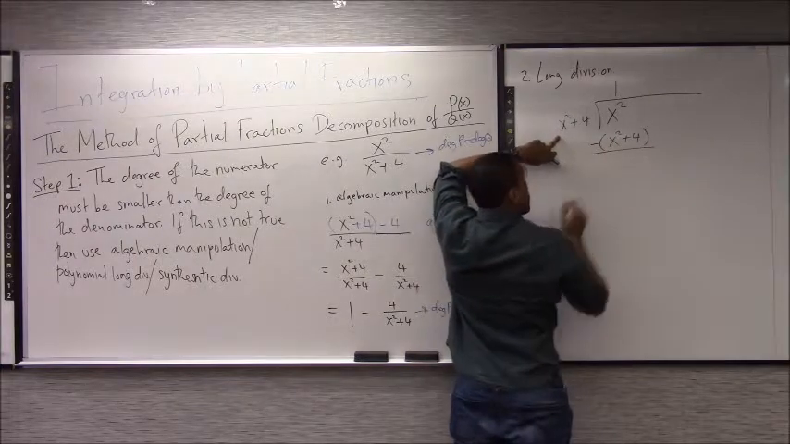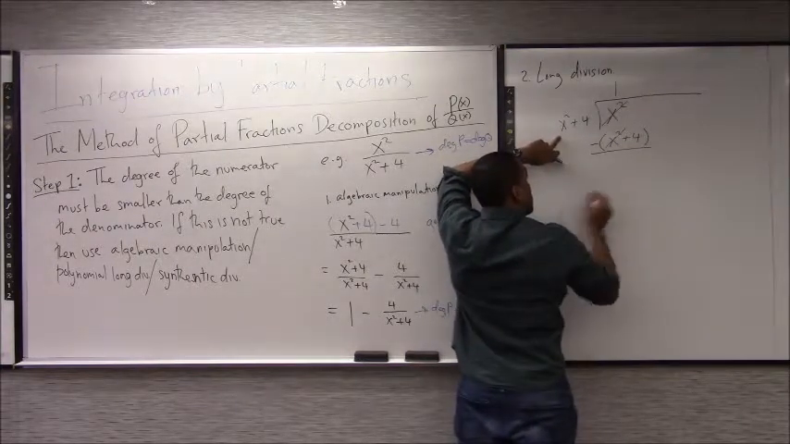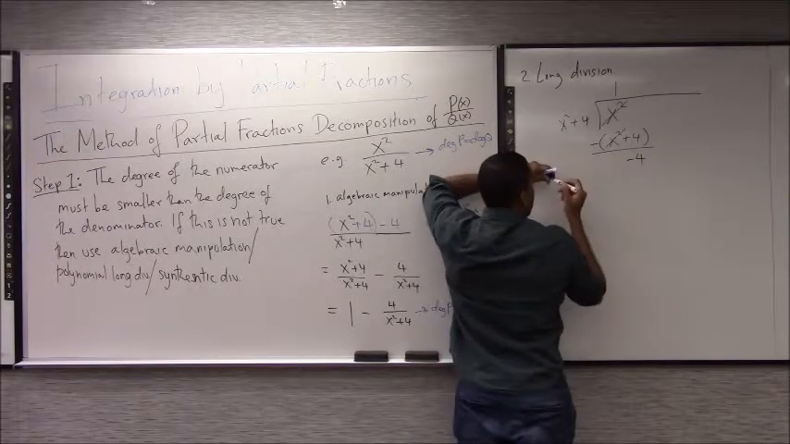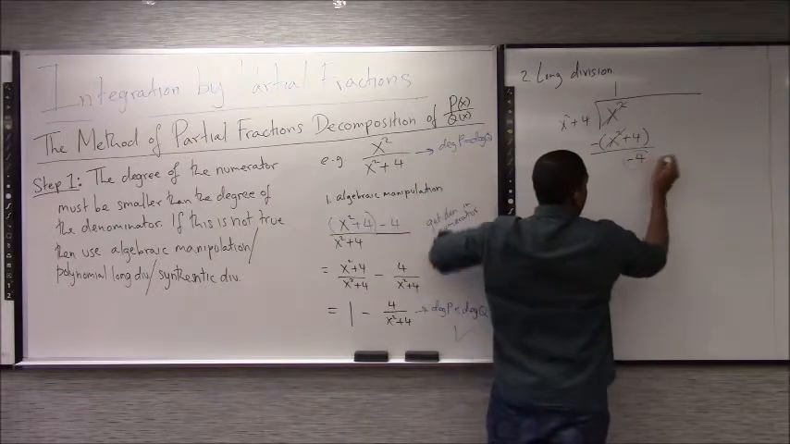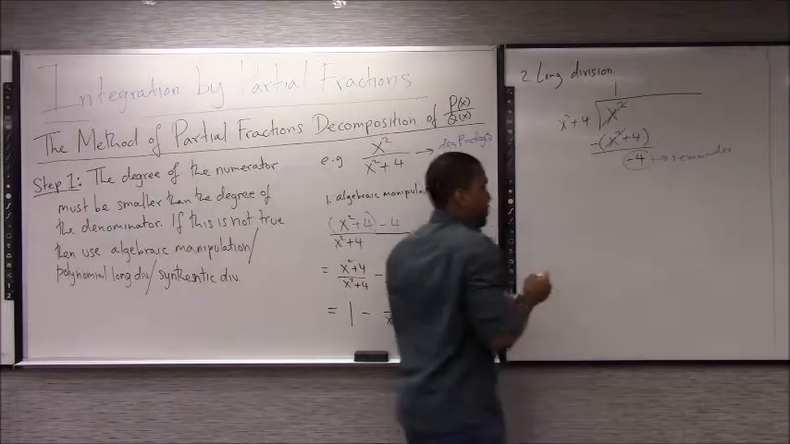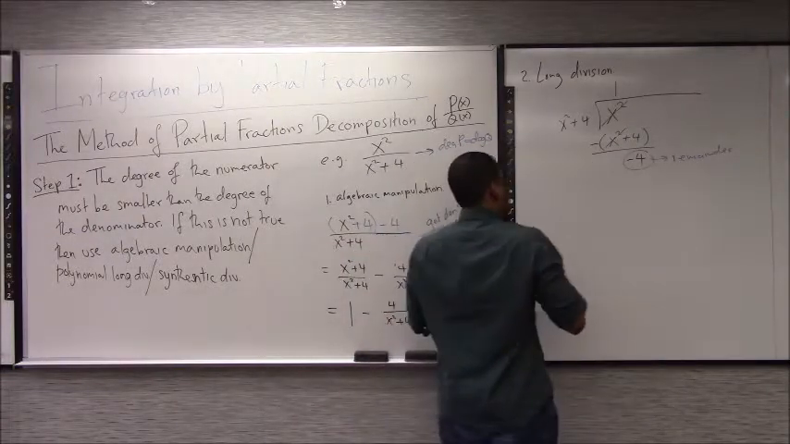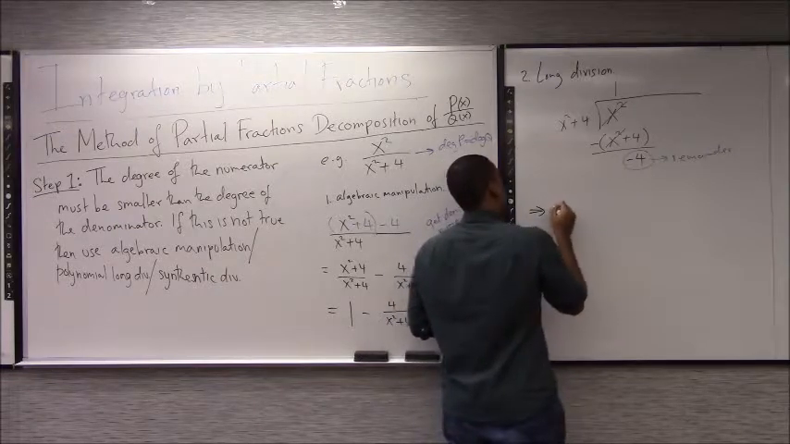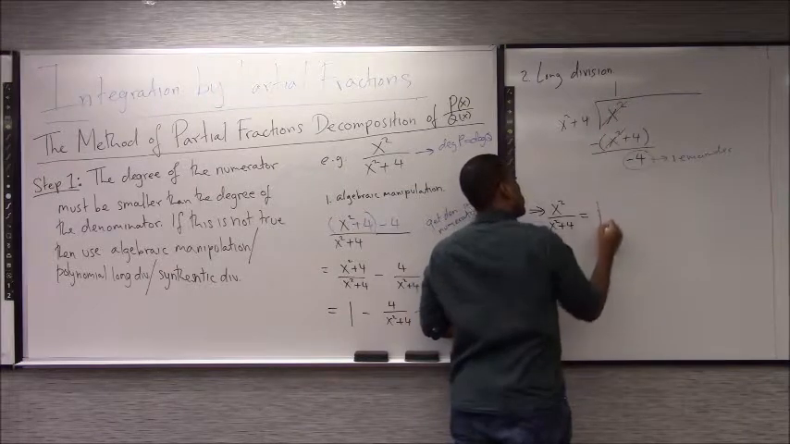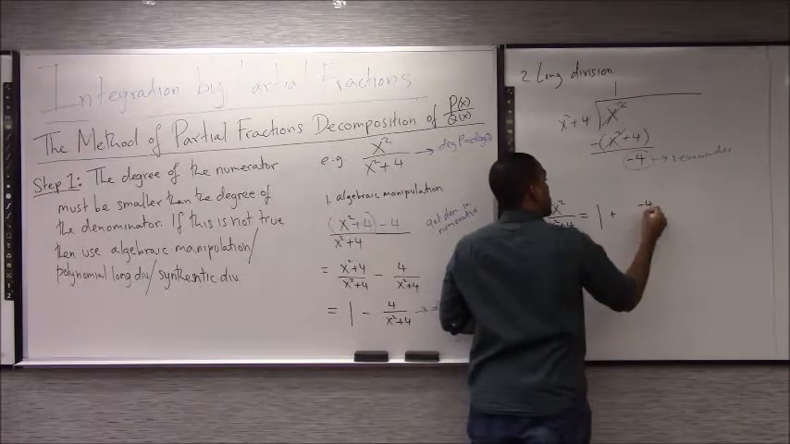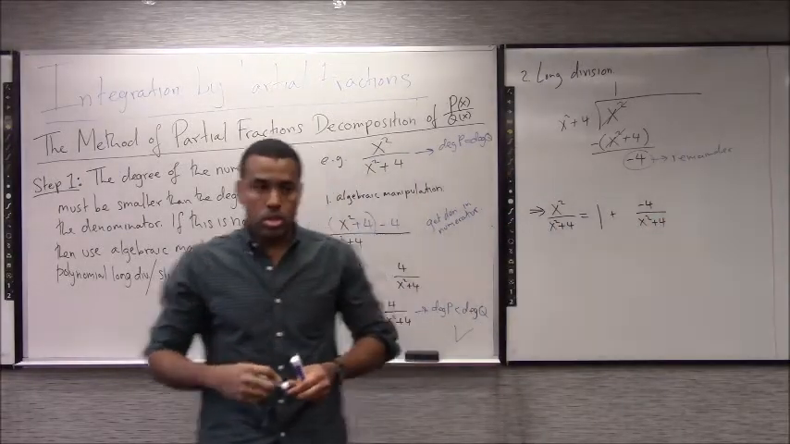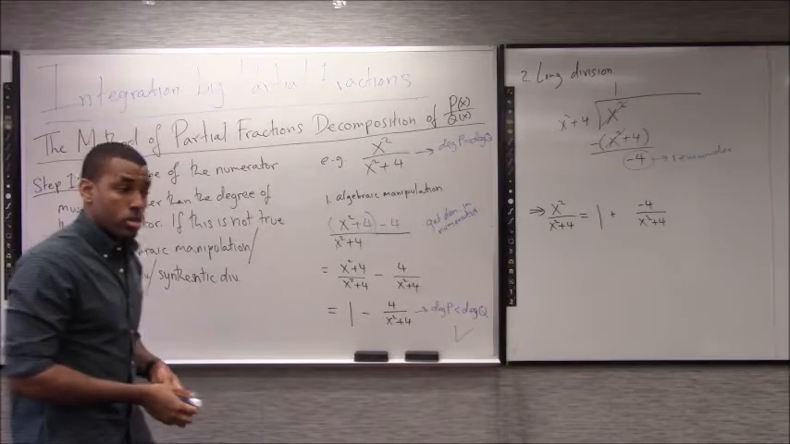And then you subtract it. So the x squared kills the x squared, and then this becomes a minus 4. X squared into this you can't, and so this ends up being the remainder. And so this gives you the fact that x squared divided by x squared plus 4 is 1, which is the quotient, plus the remainder over the divisor. So this is just me using long division on polynomials, right?